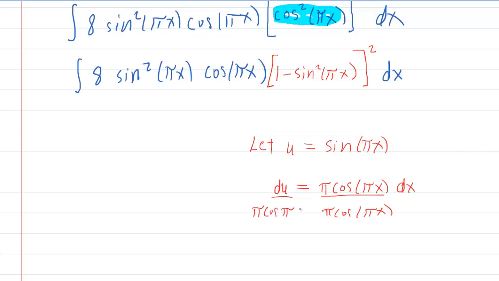And then by doing that, these will cancel out on the right-hand side. And then we can see that dx is equal to this expression right here. So just hold that in the back of your mind. And we go back to the original problem here, and we're going to make some substitutions now.